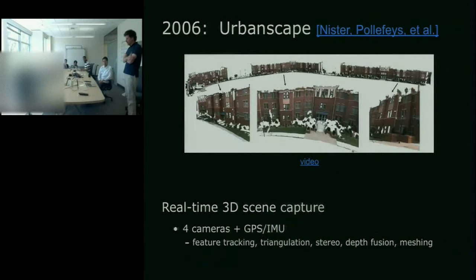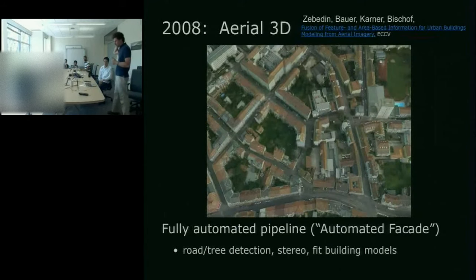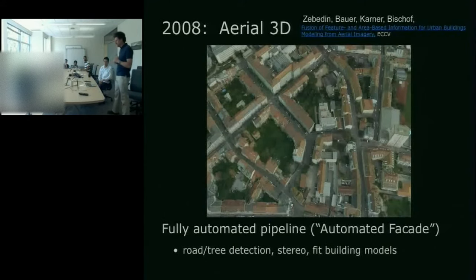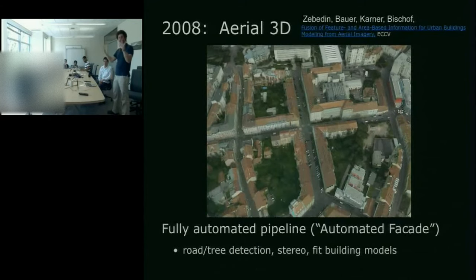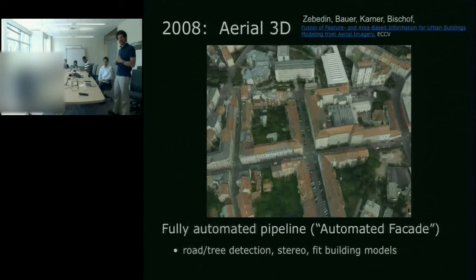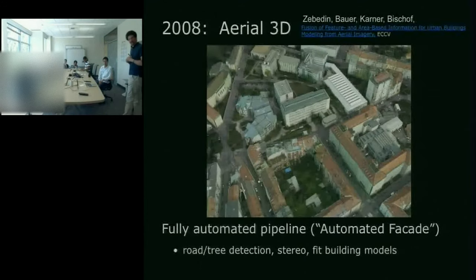Also in 2006, there's a really cool effort of creating 3D models of a city by just driving a car around. It's kind of like Street View LiDAR, but just using raw computer vision measurements instead of LiDAR. In 2008, there's a great paper by Zebedin et al., Bischof's group, where they showed basically an automated version of Paul Debevec's Façade. From aerial imagery, it creates a really impressive 3D model of a city completely automatically.